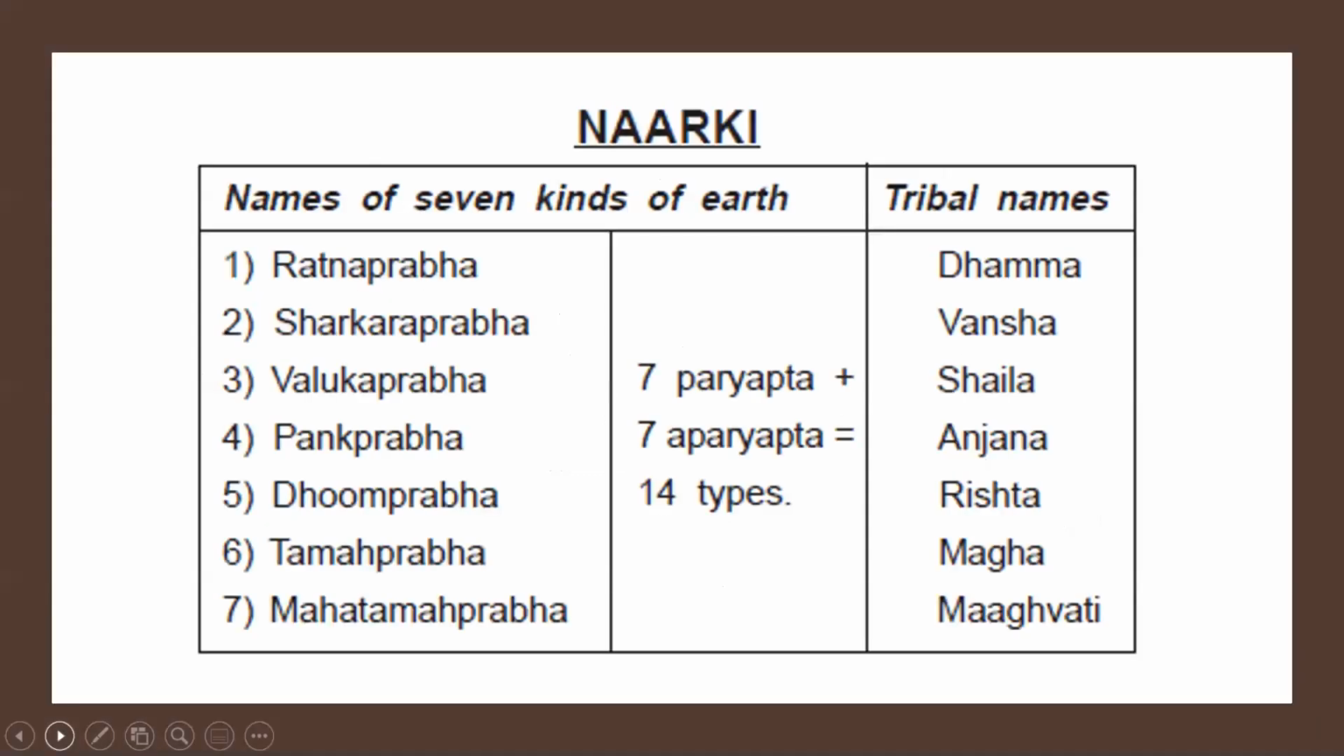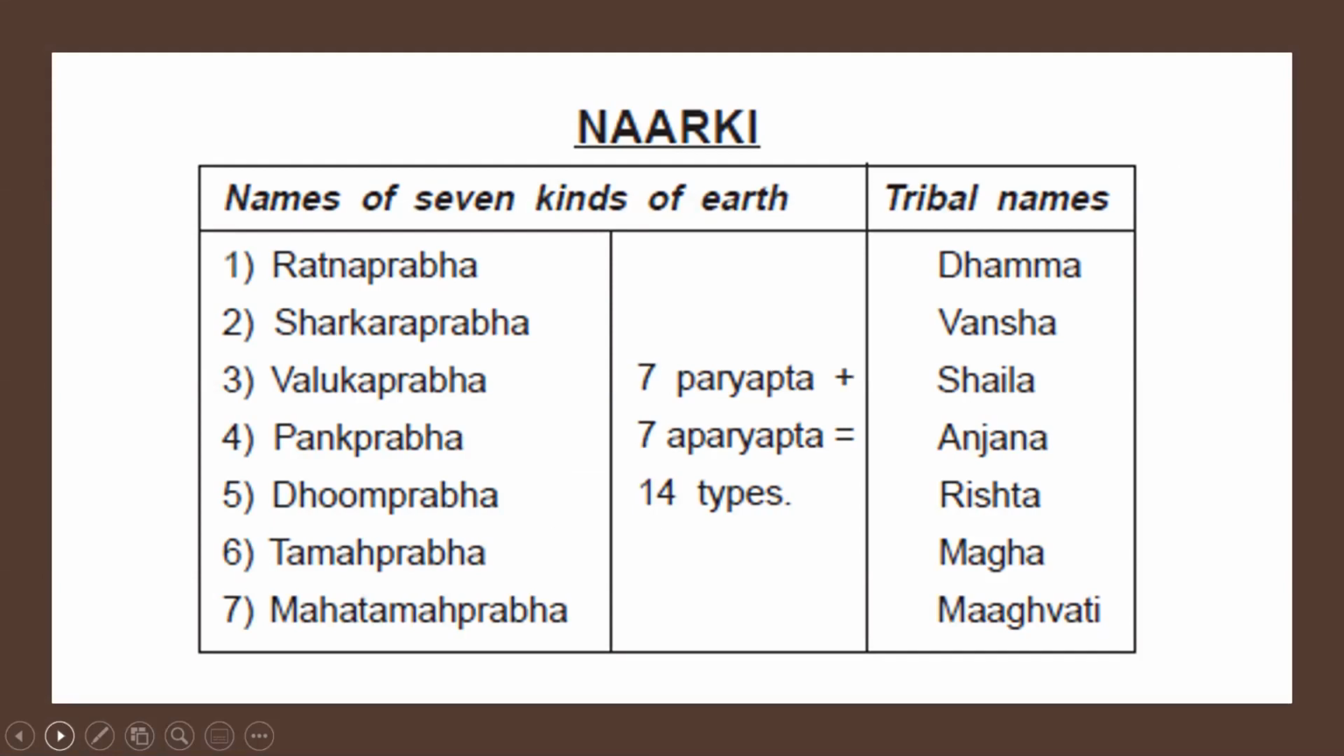So there are 7 Narkavas, and all these Narkavas are in the Adholok, that is below the Tirchalok. The names of the 7 Narkavas are: first is Ratna Prabha, second is Sarkara Prabha, third is Valuka Prabha, fourth is Panka Prabha, fifth is Dhum Prabha, sixth is Tama Prabha, and seventh is Mahatama Prabha. So these are the names of the 7 Narkavas.